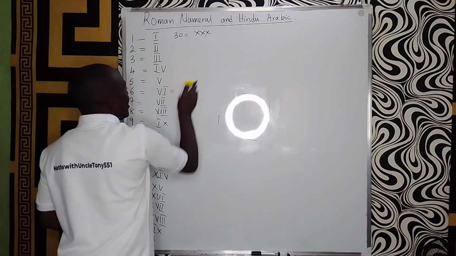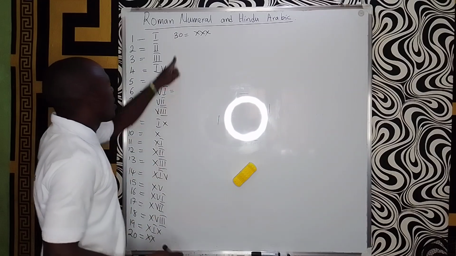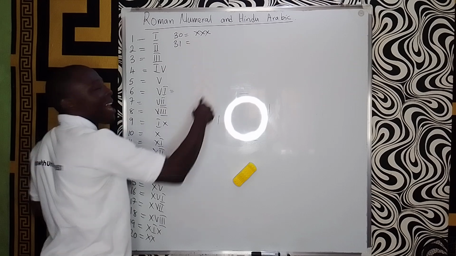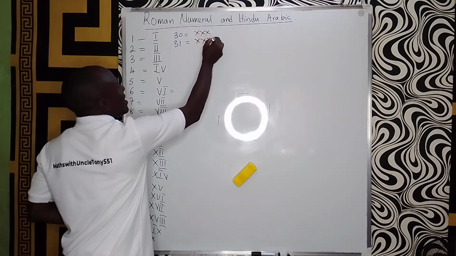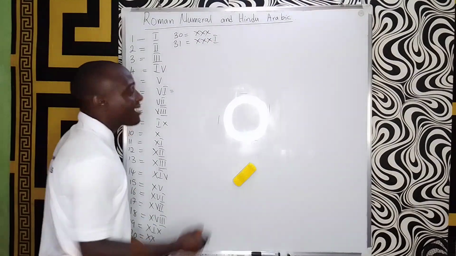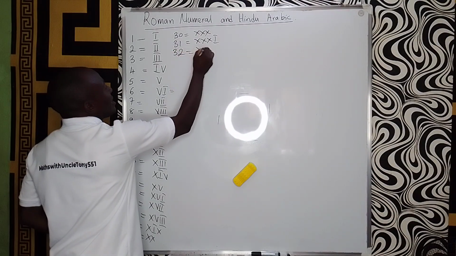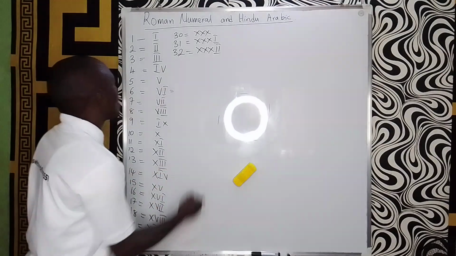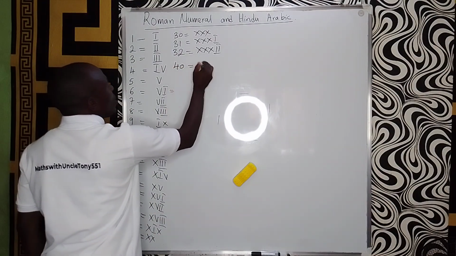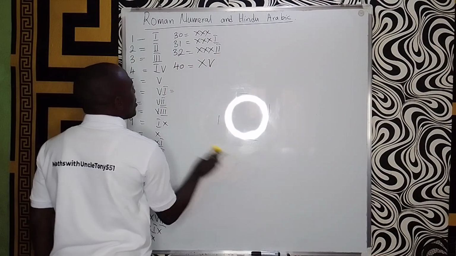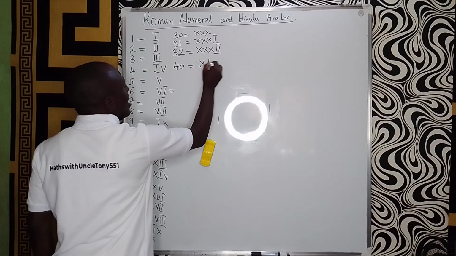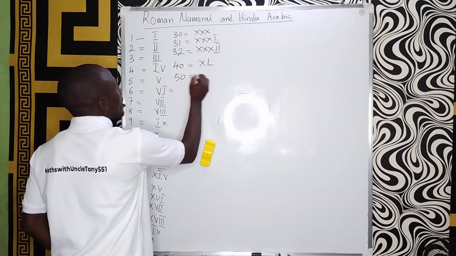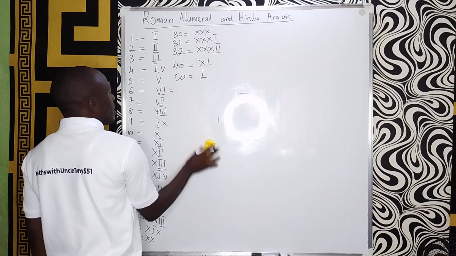Now, if I want to write 31, it is 30 and 1, that is XXX and 1. If I want to write 32, it is 30 and 2, and so it goes on. Now, if you have 40, we have 40 as XL. What about 50? It is L alone. What about 60?